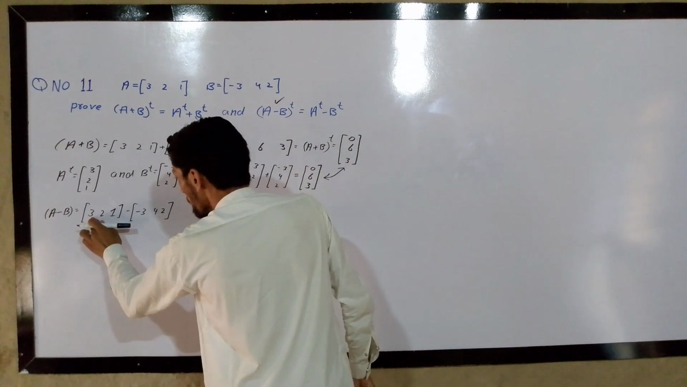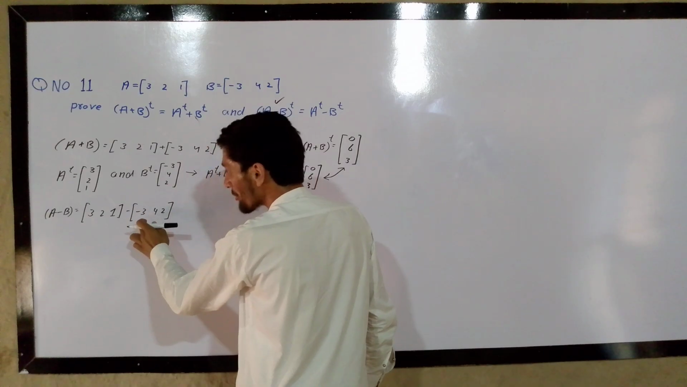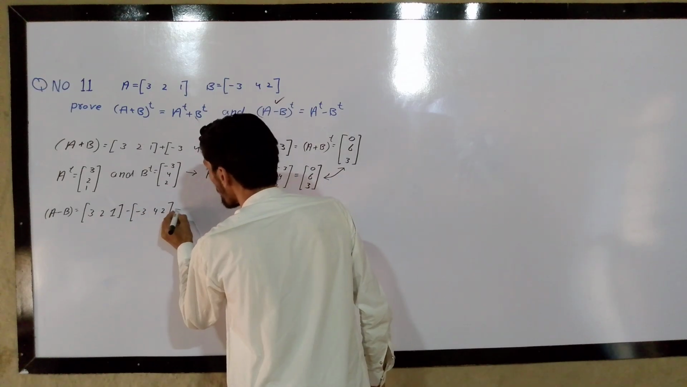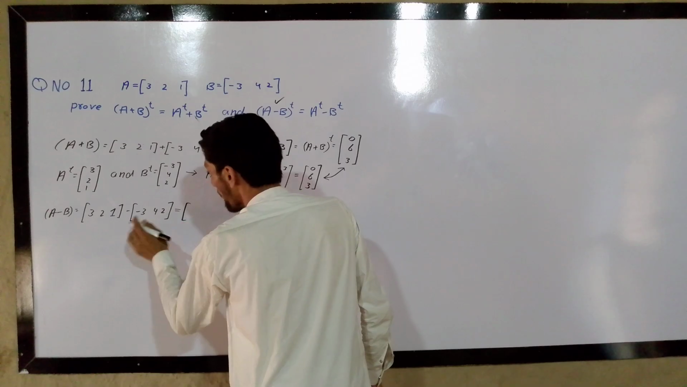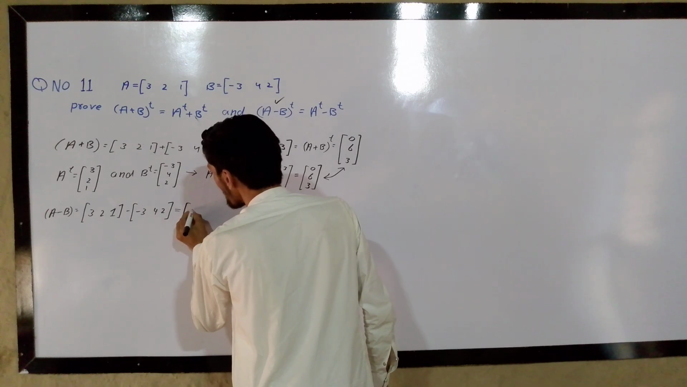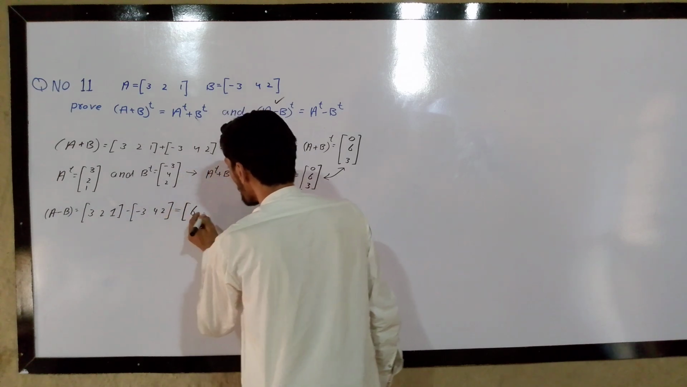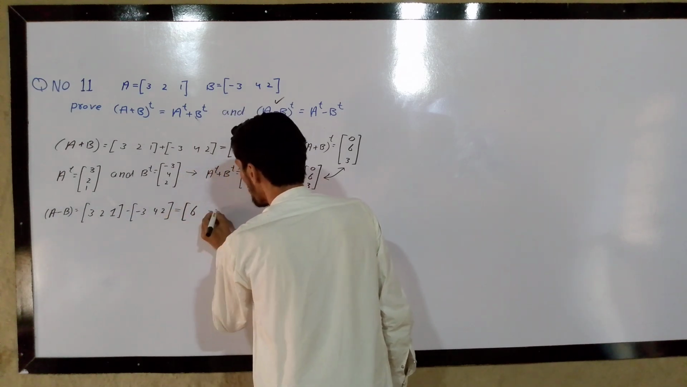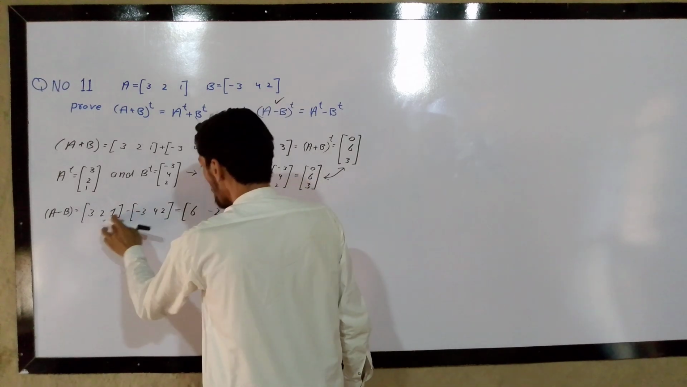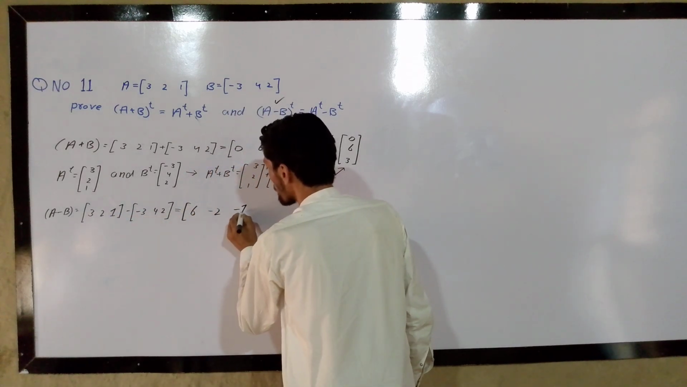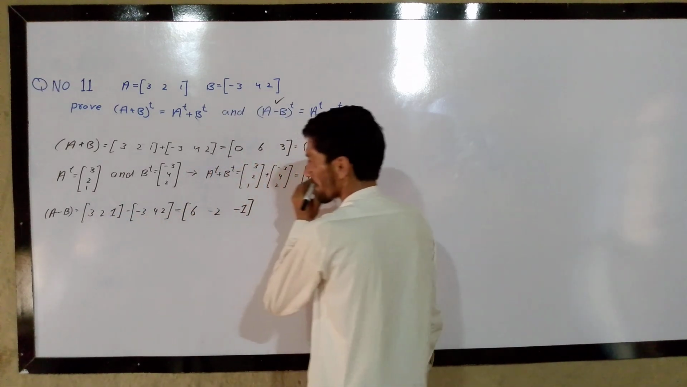Okay. 3 minus (-3) will be equal to plus 3, so it will be 6. 2 minus 4 will be equal to minus 2. And 1 minus 2 will be equal to minus 1. This is the first one.